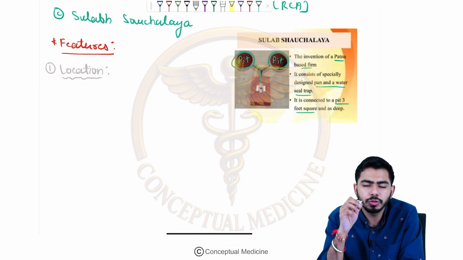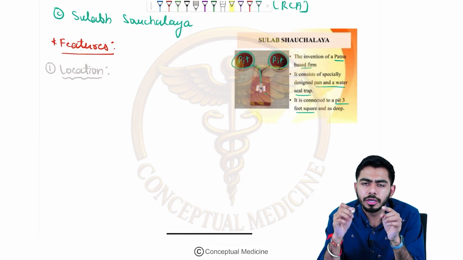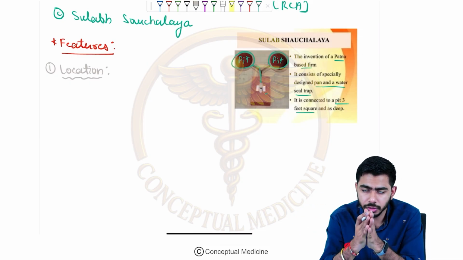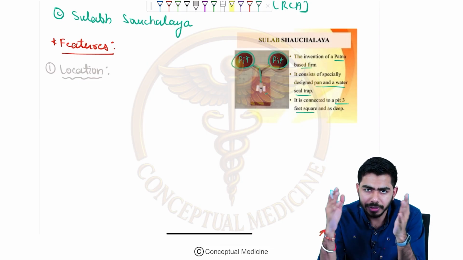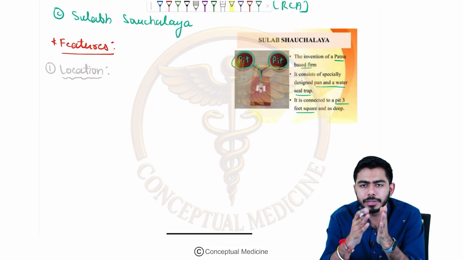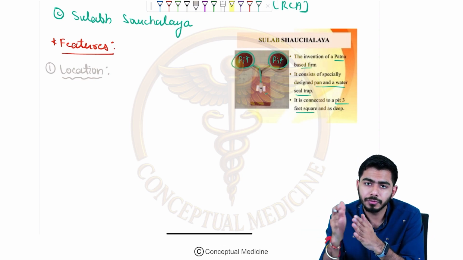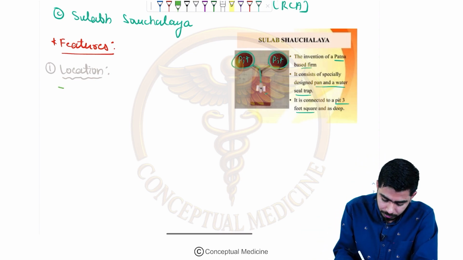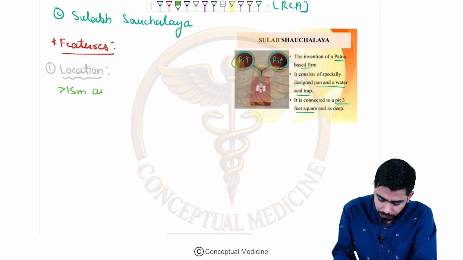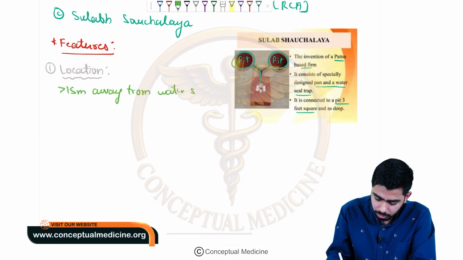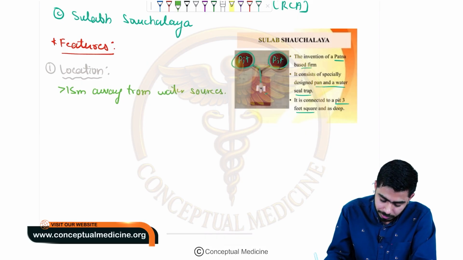Location: it should not be closer than 15 meters from any kind of water source, because it can contaminate the water sources. So for prevention of contamination, it should be kept more than 15 meters away from the water sources. Please remember that. That will be our ideal location.